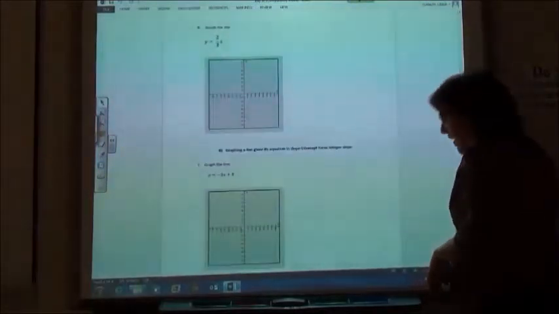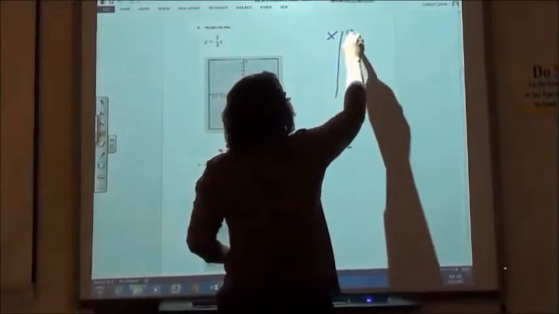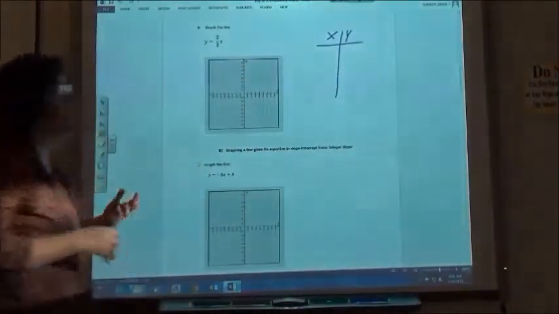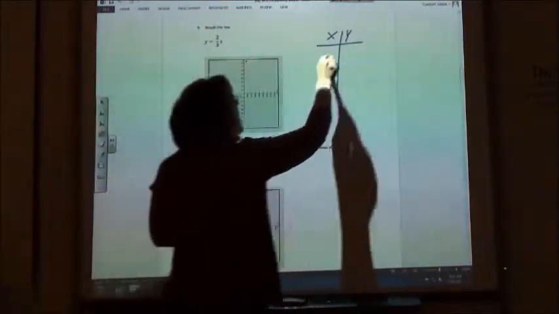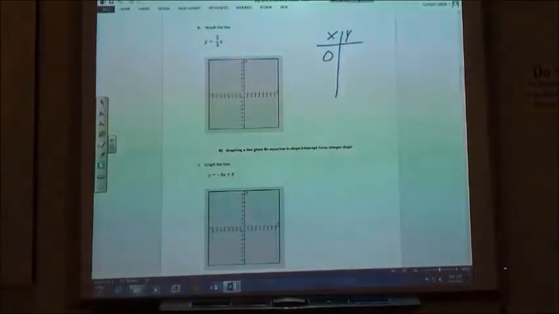So number 6 now, they threw a fraction in there. When I am doing fractions, I have to be a little more creative on what numbers I pick because I don't want to have to put fraction answers in when I plot my points. So if I have a fraction, I'm going to use 0, and then I'm going to use multiples of that denominator. The denominator is 3, so what would be multiples of 3?